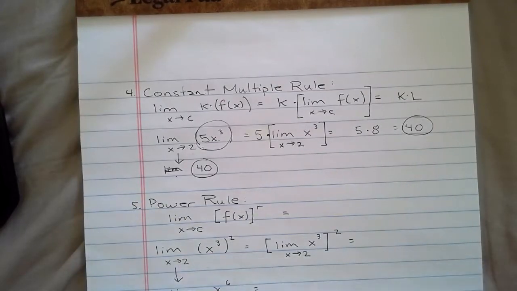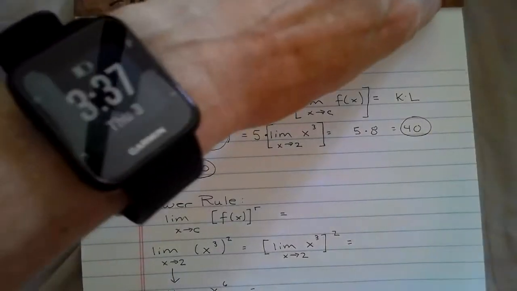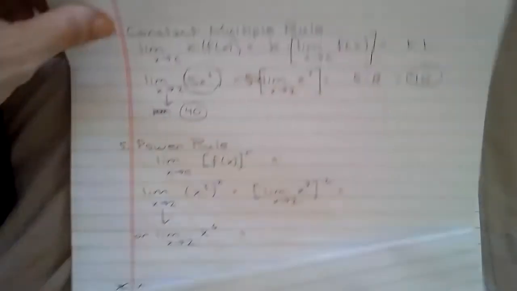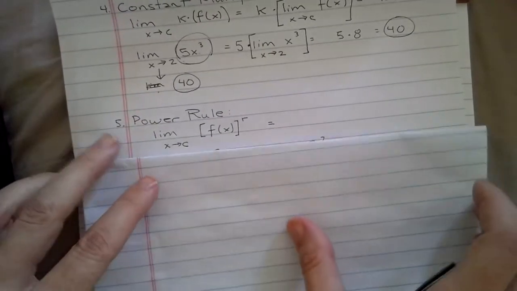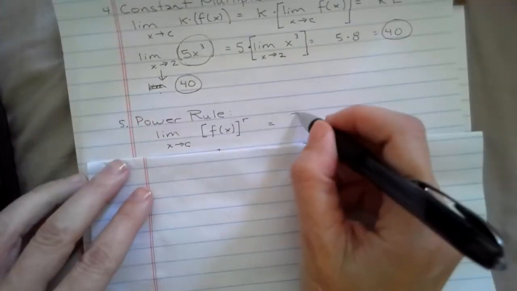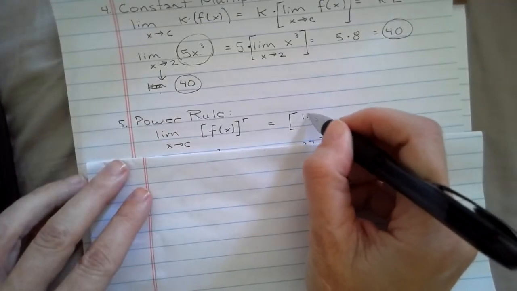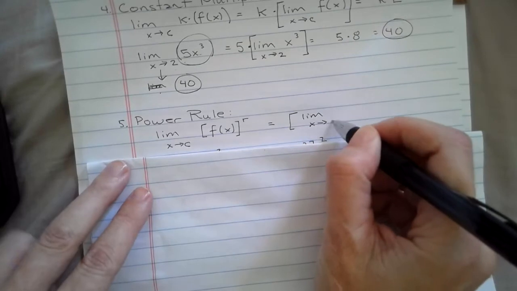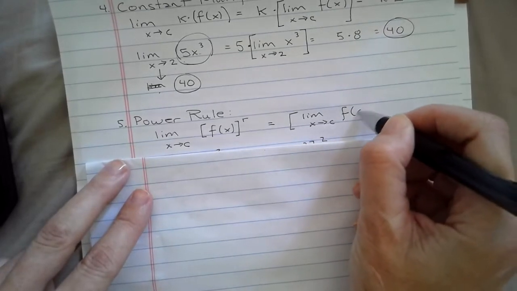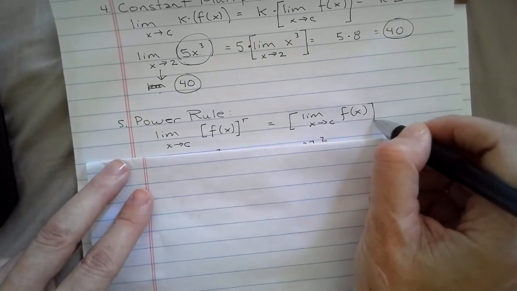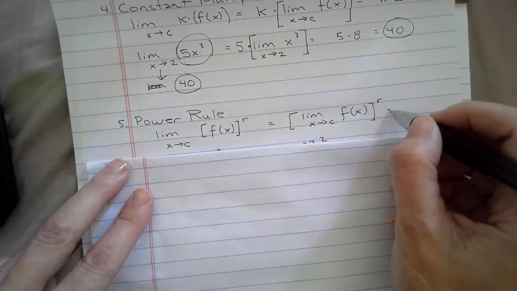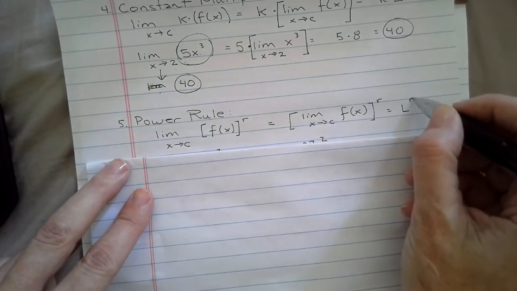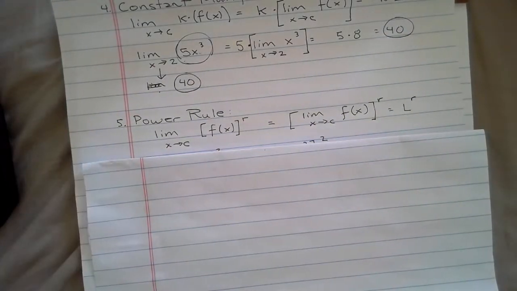Okay, and then the last rule that we have is the power rule. And that says if you're finding the limit of something to some kind of power, that you can actually find the limit first. Limits are really great. You can do all kinds of things. You can focus on the calculus first and just find the limit of your f of x. And when you're done, that's L, you can take that single number to a power.